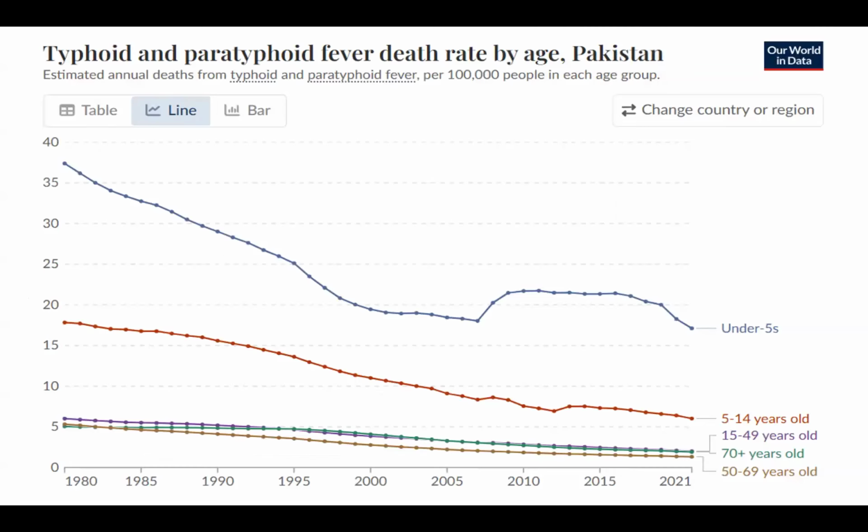This is the typhoid and paratyphoid death rate by age in Pakistan. As you can see, from 1980 to 2021, there has been slight improvement, especially in the under 5 rate, but still it is quite high. The second most common group is children 5 to 14 years. The rest of the groups are at a low level, and they are still below 5.